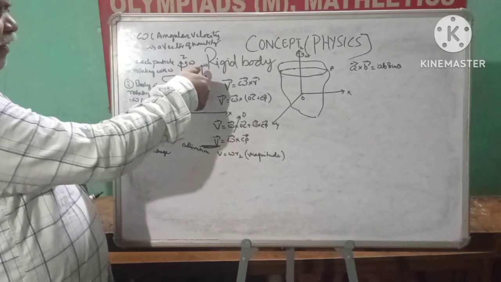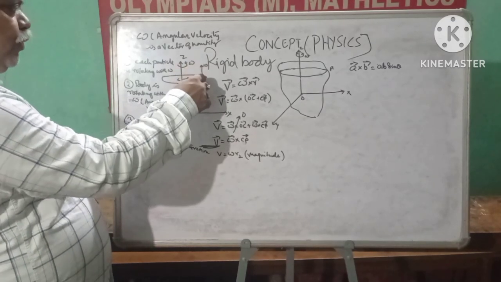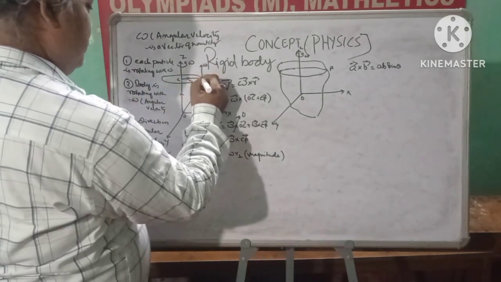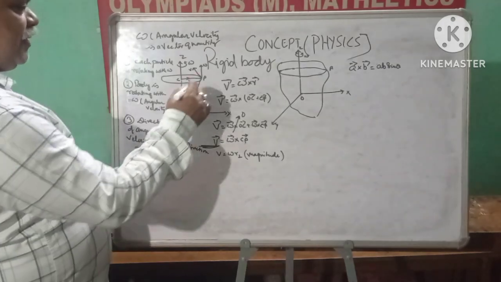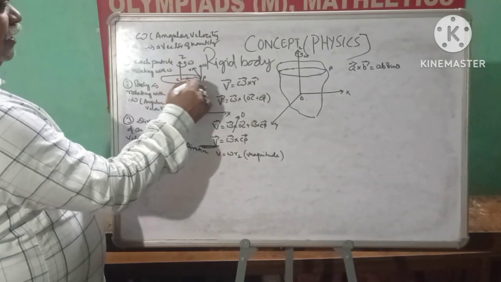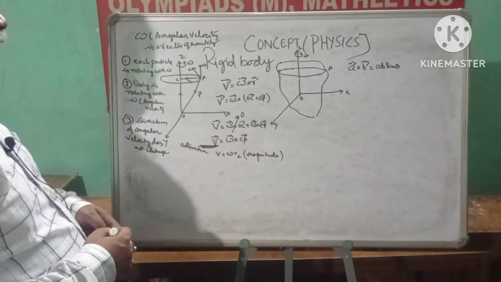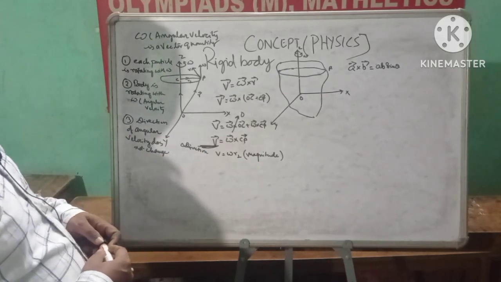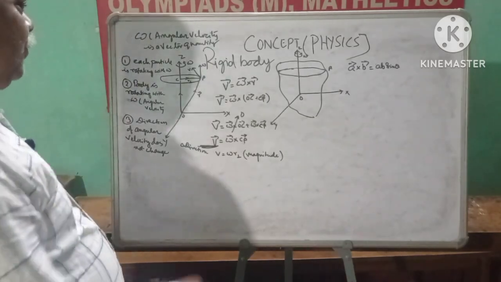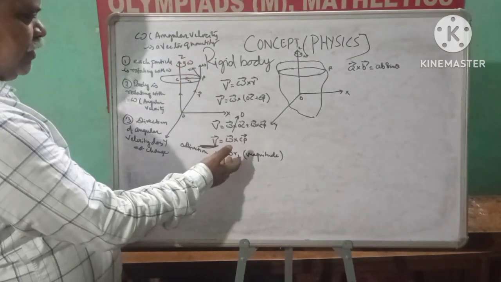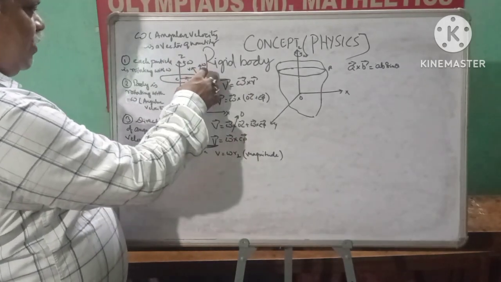If you take the screw rule, omega to R, that means you are tightening the screw, so the direction of the velocity will be this. This will be the direction of the velocity, which is tangent at point P. So the concept here is how you determine the direction of V: you take omega cross R, because it is a cross product.